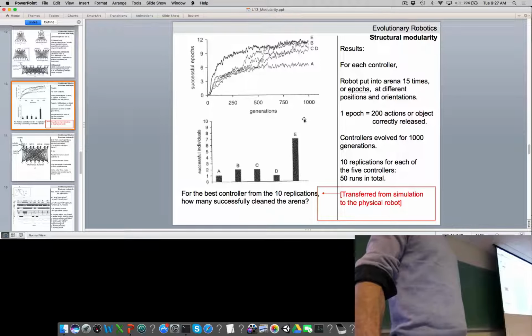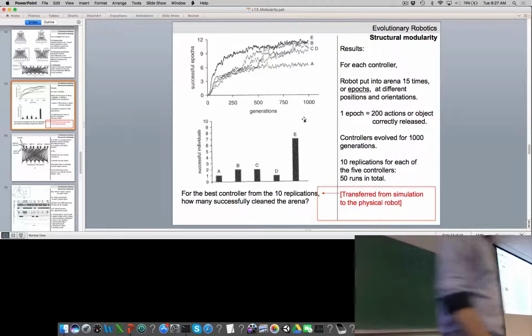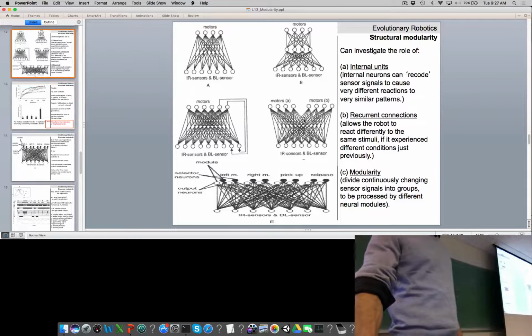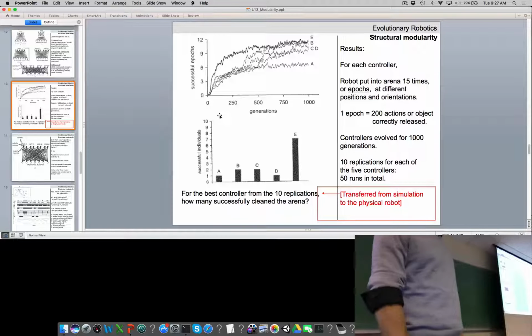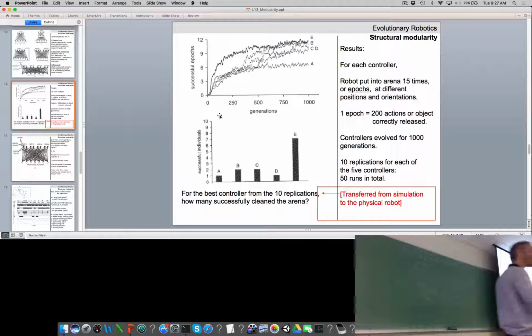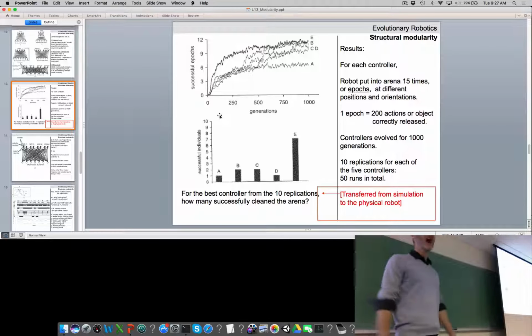What else can you learn from this? Is memory helpful? Memory was introduced in network C. Recurrent connections. Does that help? Yeah, somehow, right? Kind of useful. It's a little hard to see here. I'm pretty sure that the robot isn't remembering where the previous cube was and going back and getting it. Might be remembering something else, but that seems like a bit of a stretch.